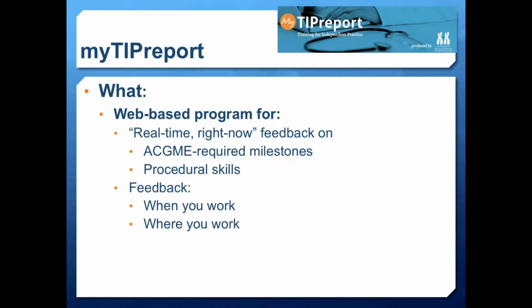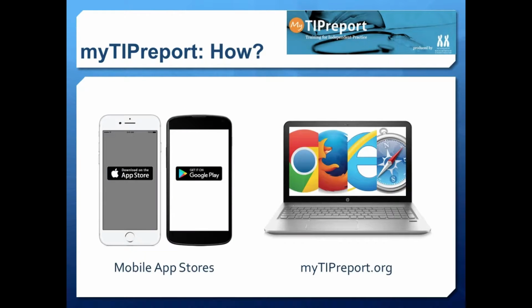My TIP Report is a web-based program for real-time, right-now feedback on ACGME required milestones and procedural skills. The program allows for feedback when you work, where you work. The program can be used on any web-enabled device, including a computer, tablet, or smartphone. Mobile apps are available for free download from both the Apple and Android app stores. To access My TIP Report on a computer with internet access, navigate to mytipreport.org.